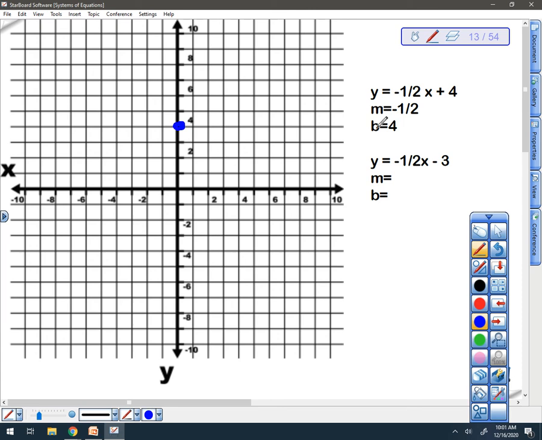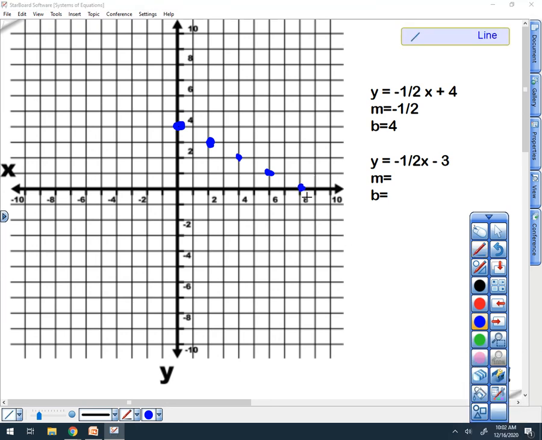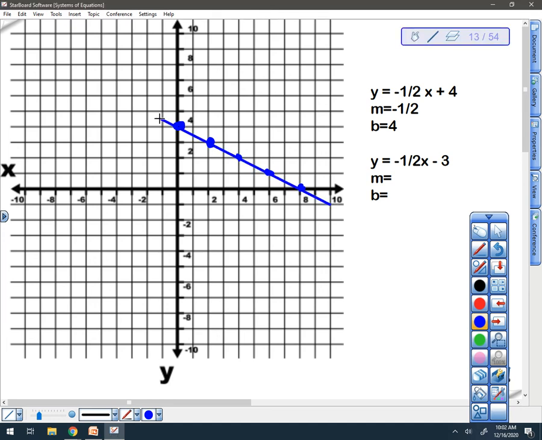And how will it move? -1/2. So since it's negative, it's going to go down 1/2. Down 1/2. Down 1/2. Down 1/2. And it'll just keep following that pattern. Down 1/2. There we go. So let's take a look at our next one.